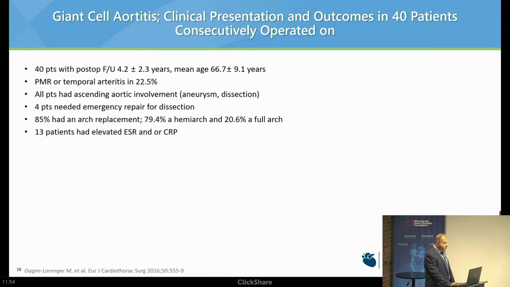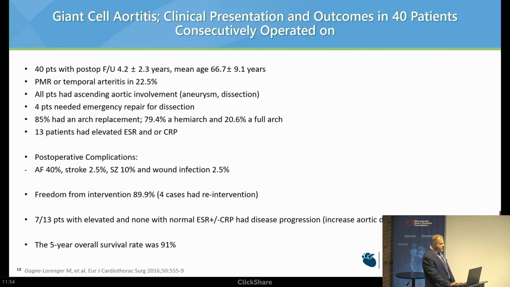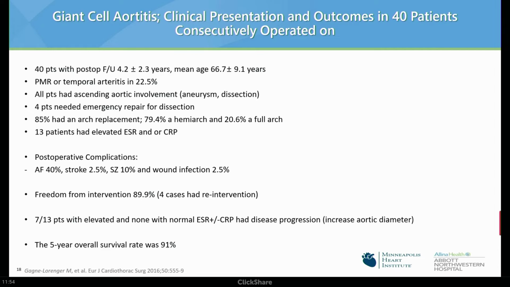13 patients had elevated ESR and CRP. And they actually had a good post-operative complication profile. Just 2.5% had wound infection. Like other thoracic surgery, there's AFib, which was 40% of the time. Stroke risk, 2.5%. Freedom from reintervention was almost 90%. And the main predicting factors for reintervention are elevated markers, ESR and CRP.